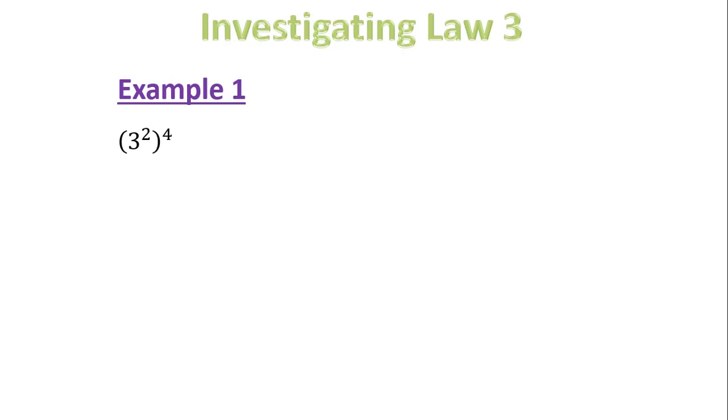First thing we do is we write it out in full. So that means that I have 3 squared times 3 squared times 3 squared times 3 squared. You see, I've got what is in the bracket 4 times, and they're multiplied by each other.